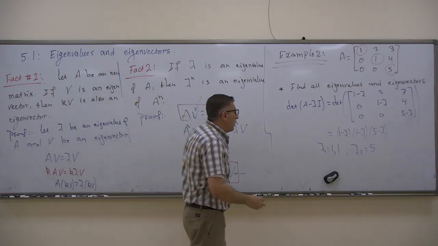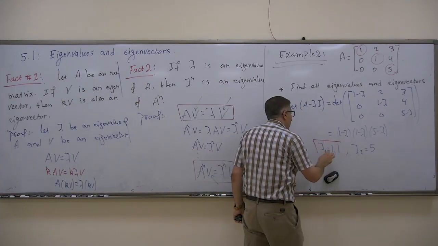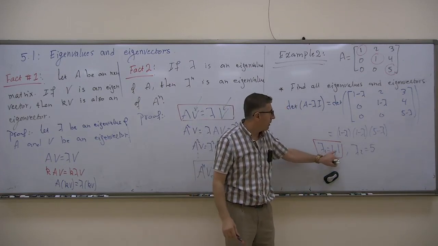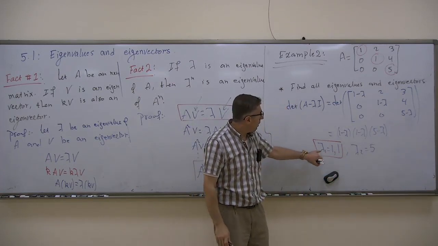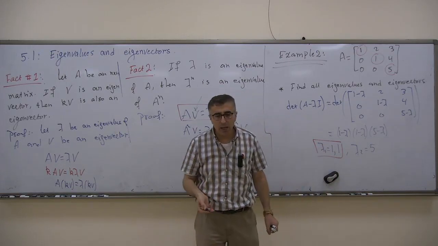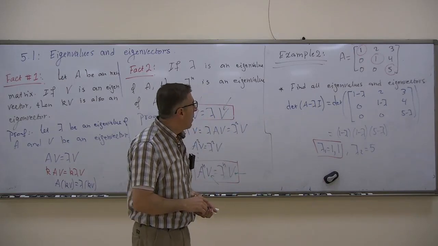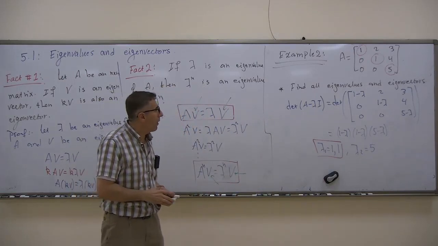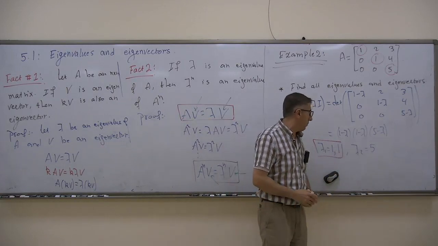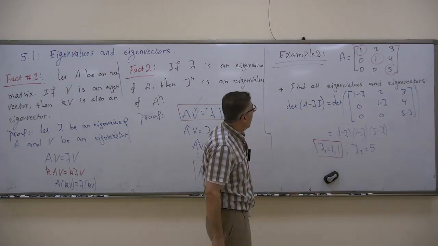All right. Now, we have also something interesting here. We have an eigenvalue that is repeated twice. Okay? So we call this the multiplicity of the eigenvalue. When you have an eigenvalue that is repeated, we call that the algebraic multiplicity of the eigenvalue. So this eigenvalue 1 is repeated twice, and this eigenvalue 5 once. All right. So let's find now the eigenvectors.